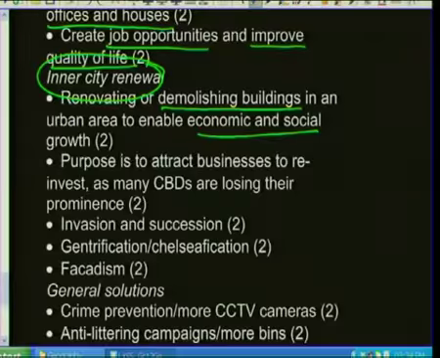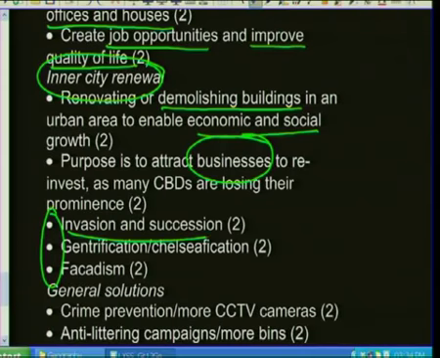The idea behind this is to attract new businesses back to the CBD, because if you remember, the CBD was the original starting point of the city. When it goes through the urban cycle and crime and blight start to affect it, people leave that area. What we're trying to do is improve it so that those people and businesses will come back to that area and reinvest. Here's what we were talking about, invasion and succession.